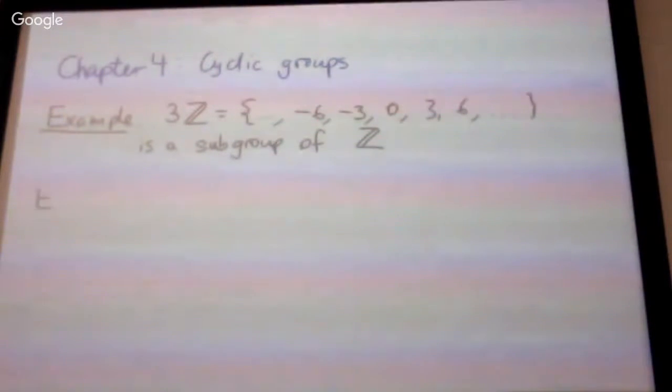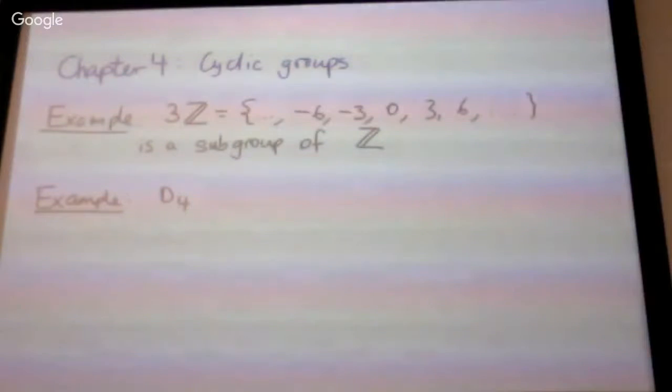So another example of a group like this is D4, which was the symmetries of the square.